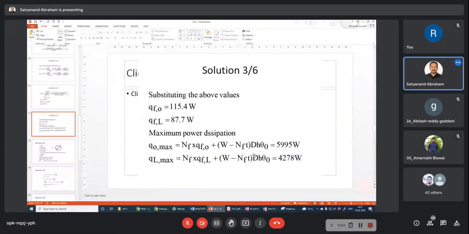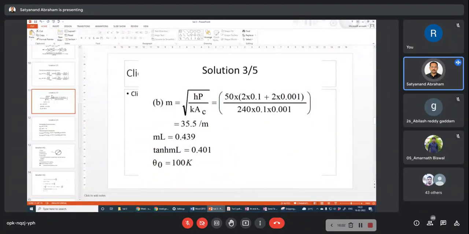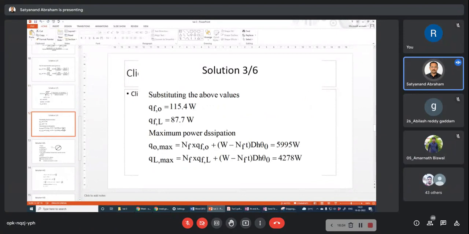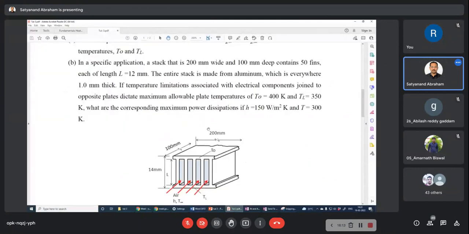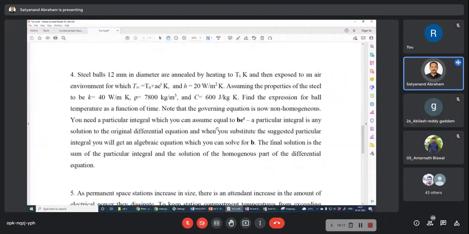That is how you can tackle these fin problems. We have discussed only two or three problems, but in textbooks you can see many practice problems as well as exercise problems given. You can go through those. Now we are going to see two or three problems from the transient conduction method.